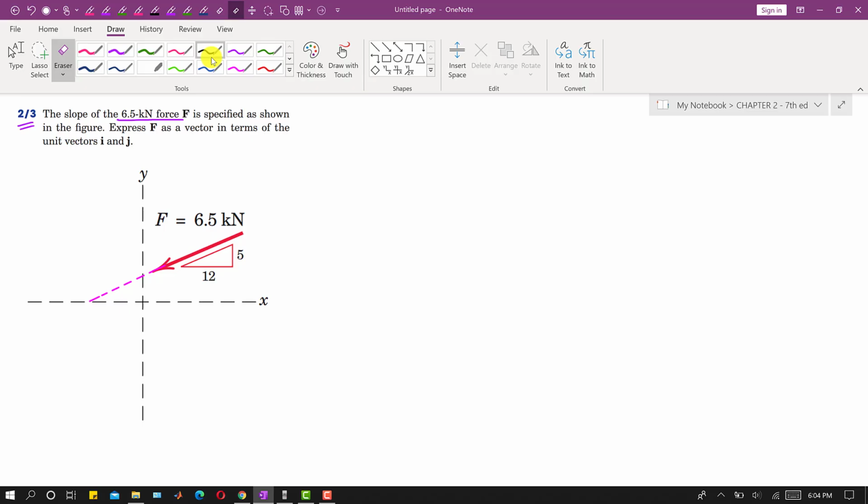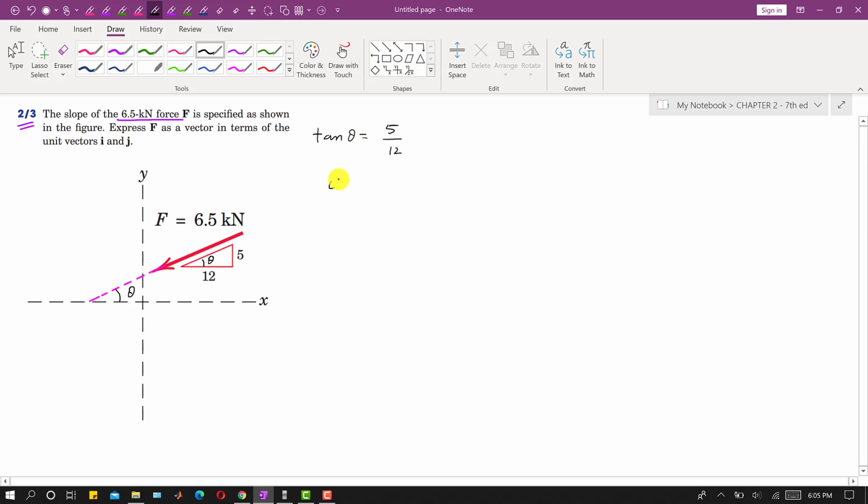So this force F is intersecting the x-axis at this point, right? So let's say that this force F is making some angle theta here, right? So this theta and this theta will be equal, right? Since the slope of this force F is given in terms of this triangle, right? So now we can find this theta by using tan theta, right? So if I apply tan theta to this triangle, then tan theta is equal to perpendicular divided by hypotenuse.